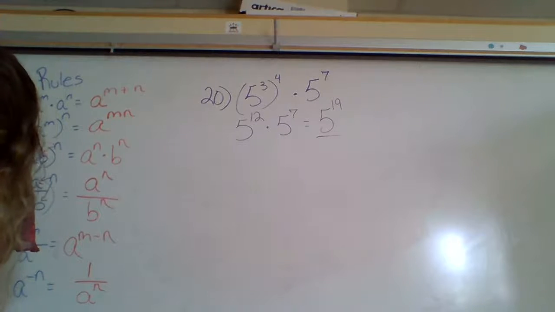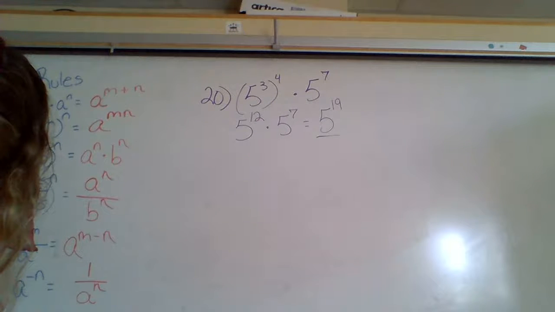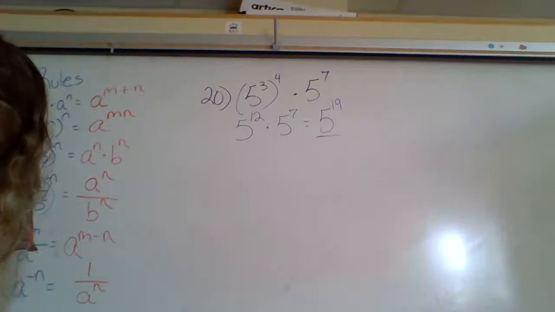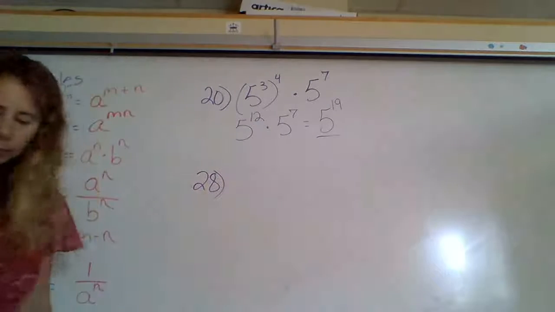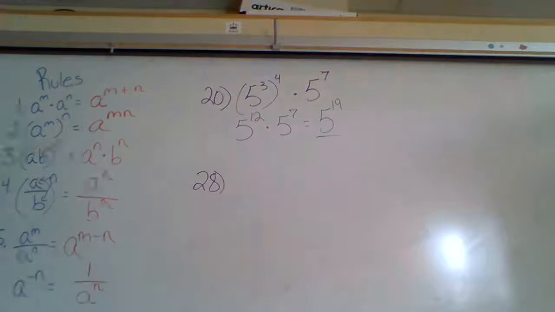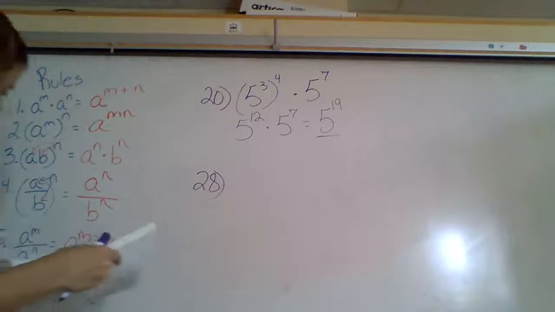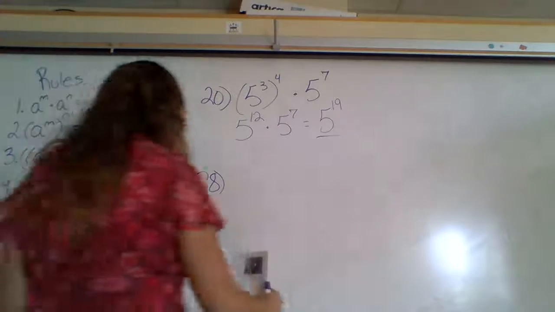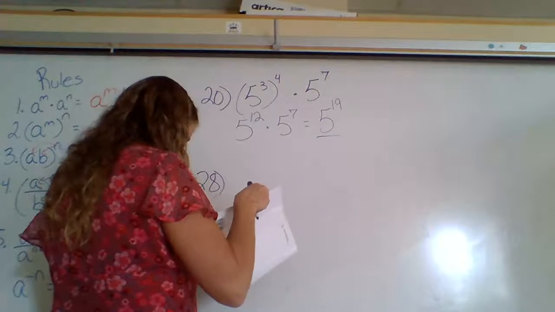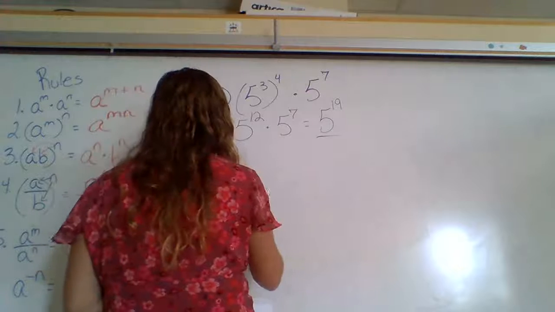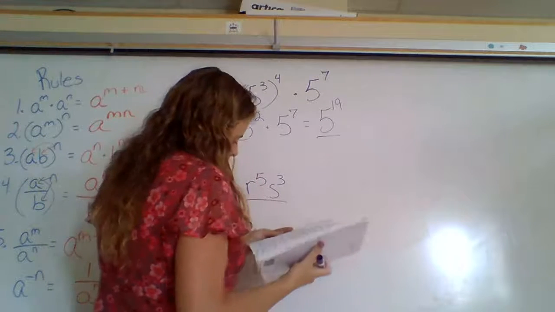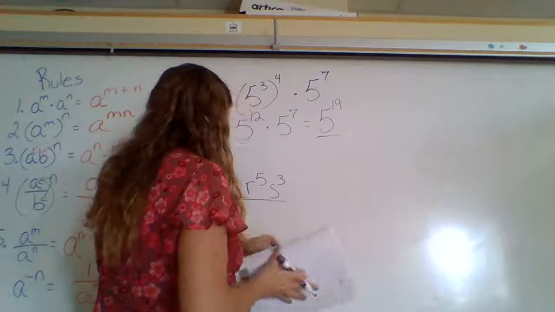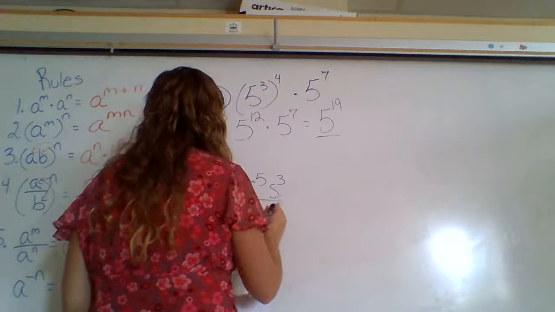We'll also do 28. I'm telling you, if you don't have them memorized, have them written down on a paper next to you while you're working so you can just reference them. Okay? It's R to the 5th, S to the 3rd, over just R S squared. R S squared.